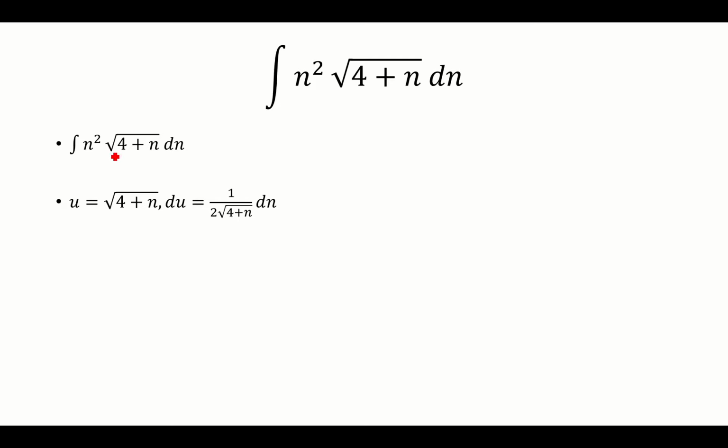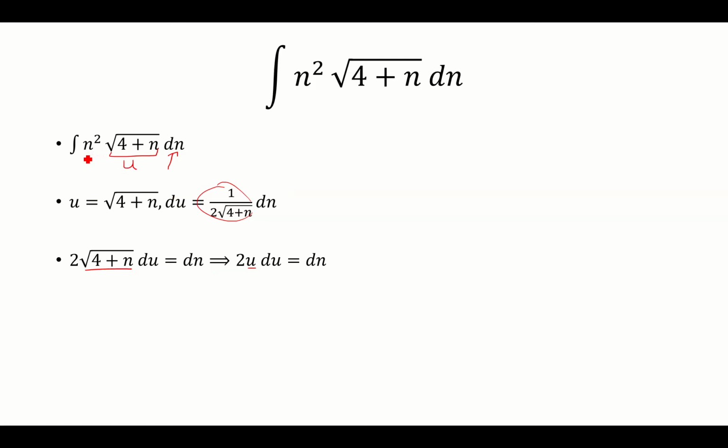Here we don't have the square root in the denominator. So what we're going to do is fix this. We're going to multiply both sides by 1/2 times 1 over square root of 4 plus n. So we have 2 square root of 4 plus n du is equal to dn. And we said square root of 4 plus n is u. So 2u du is equal to dn. That's going to go in place of dn. This we said is u.